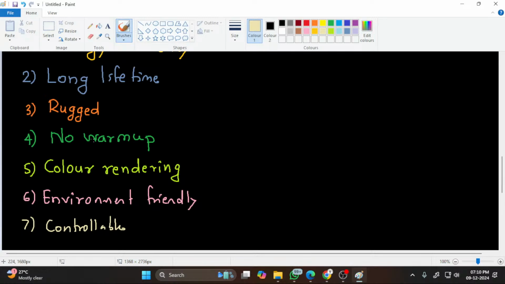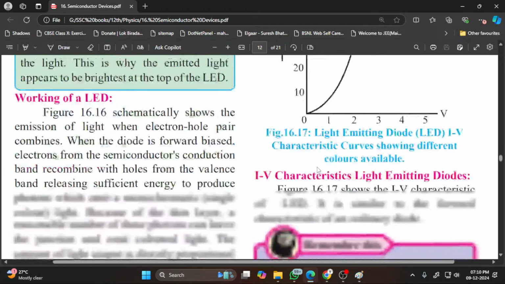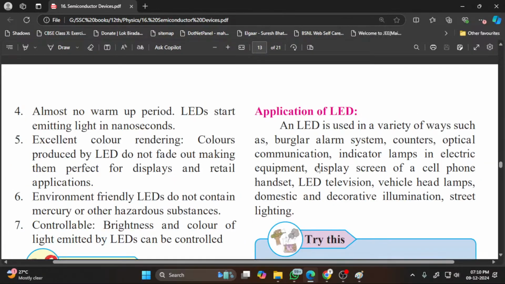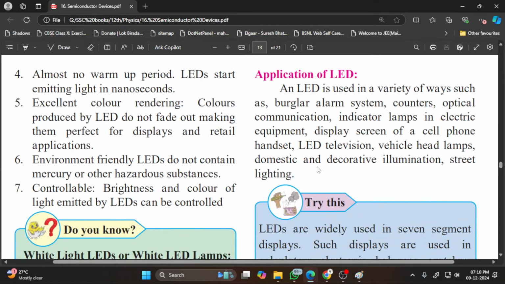So where is this LED lighting used? They are used in a variety of ways, like burglar alarm systems, counters, optical communications, that is in optical fibers, indicator lamps in electrical equipment, digital screens, LED televisions, vehicle headlamps, domestic and decorative illumination, street lights. They are used in 7 segment displays.